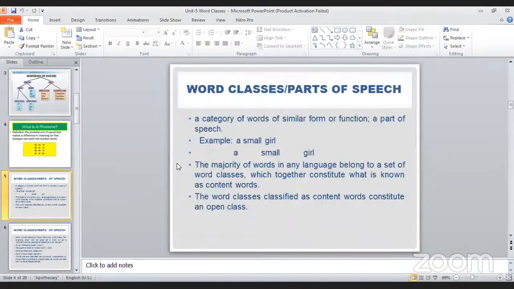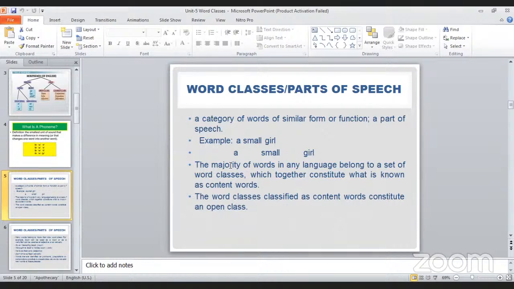Now let us get into the main part of what is there in the unit today. We are going to learn about the word classes, which is very close to parts of speech, what we have learned in our school days. A category of words, similar forms or function, a part of speech. So what are word classes, students? This is nothing but a category of words, form or function, a part of speech.